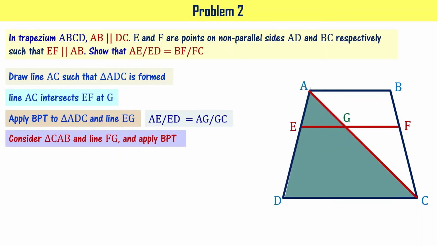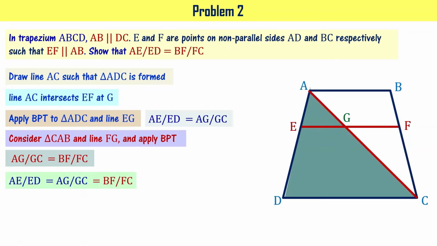Now let's apply basic proportionality theorem to the other triangle, that is triangle CAB and line FG. When you do that, you can write AG by GC equals BF by FC, right? Let me write that. Earlier we have said that AE by ED equals AG by GC, right? That is now equal to BF by FC. Let me write this equation as AE by ED equals BF by FC. This is what we are asked to show, right? Let's go to the next problem.